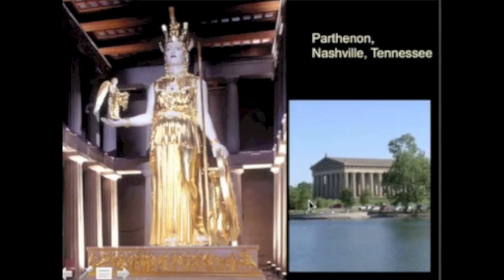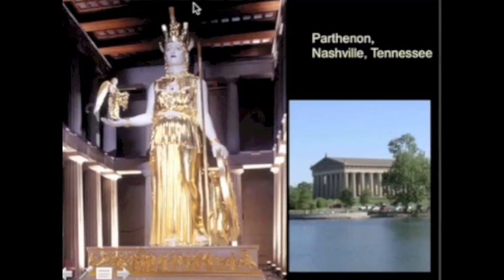So the people in Nashville thought, what can we do? What could beat a pyramid? And then they got the idea. They could build a Parthenon, full-scale Parthenon, and much better than the real Parthenon, because the real Parthenon is actually a ruin. And the one in Nashville is just perfect.